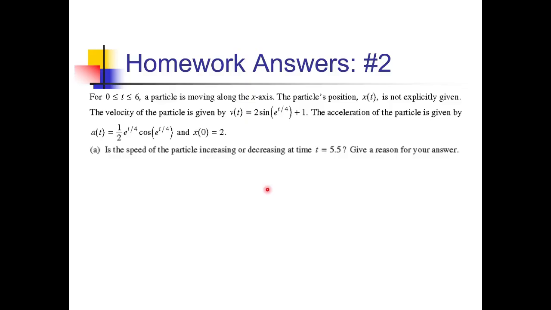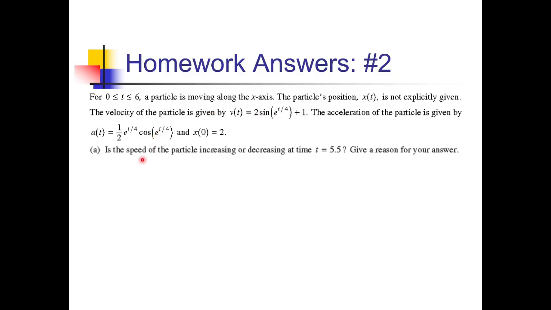For this free response problem, for times 0 to 6, we have a particle moving along the x-axis, and the position is not explicitly given, but we're calling it x of t. The velocity is given by this v of t function. Looks like we've got some trig and exponential hybrid going on. They also gave us the acceleration with this a of t function. Keep in mind, we could have taken the derivative of v, and algebraically it would have given us this a of t. They just saved us the trouble of doing that derivative, which was nice of them.